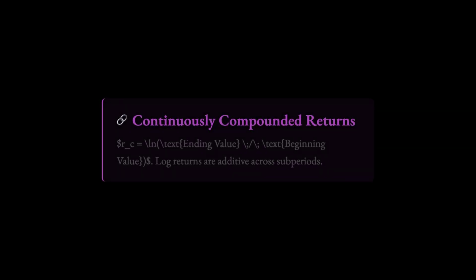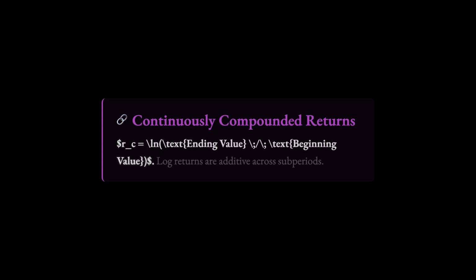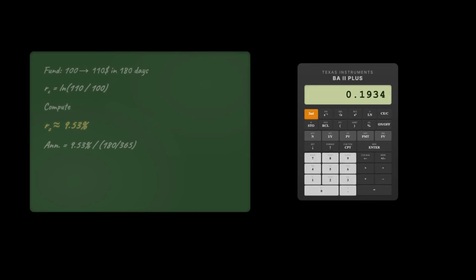Now let's talk about continuously compounded or log returns. The formula is Rc equals the natural log of ending price over beginning price. Log returns are additive across subperiods, which makes them incredibly useful in quantitative modeling.